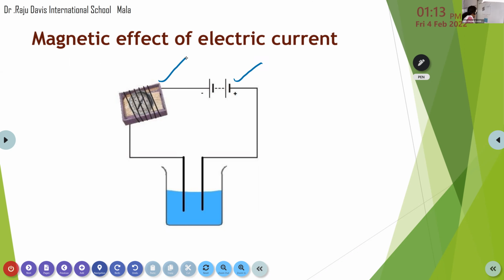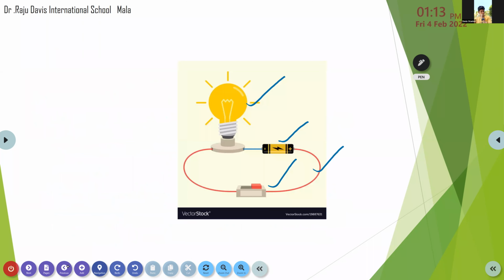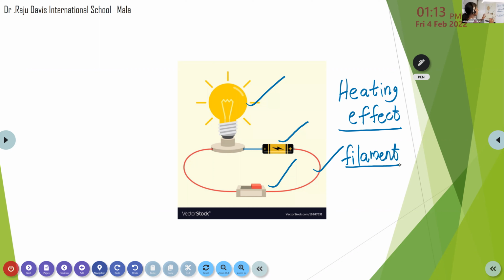Okay. In the previous picture, why does the bulb glow? What is the reason? The filament is heated. So there is a heating effect of current. Which component is heated here? The filament. So the filament of the bulb is heated, and because of that heat, the bulb glows. So which effect of current is used in this case? Heating effect of electric current. So that is an effect of electric current, the heating effect.